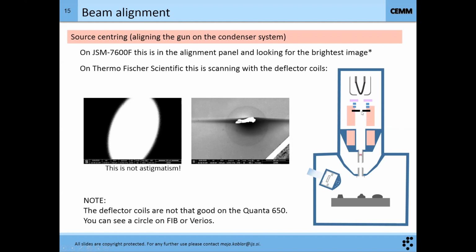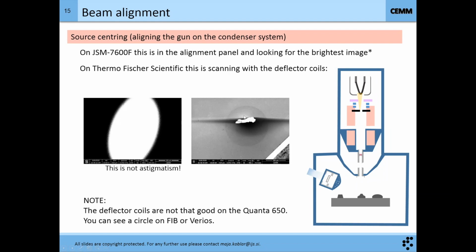You have an aperture here, and you're scanning with the deflector coils above the aperture, and you look exactly at the aperture. Because the deflector coils in the Quanta are not that good, because it's thermionic based, this is not a circle, and this is not astigmatism. This is just how it operates.